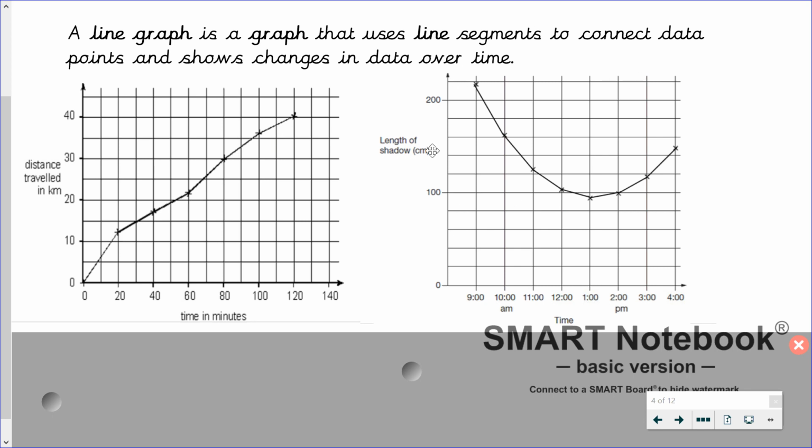So we've got length of shadow in centimeters. So if you look at the y-axis, we've only got 100 and 200 intervals. We've got lots of intervals between, but they're unlabeled. And we've got the time.